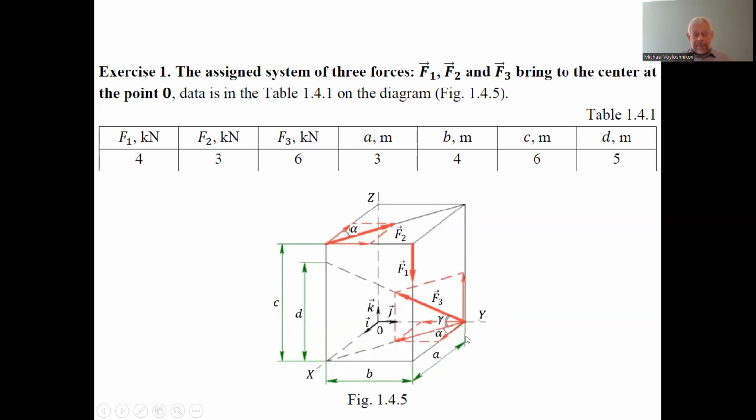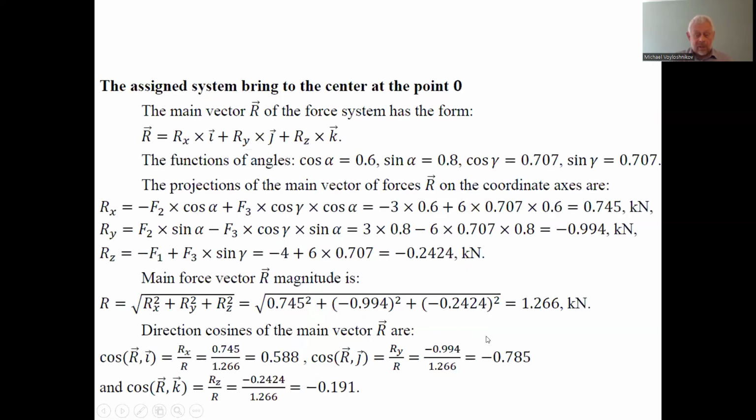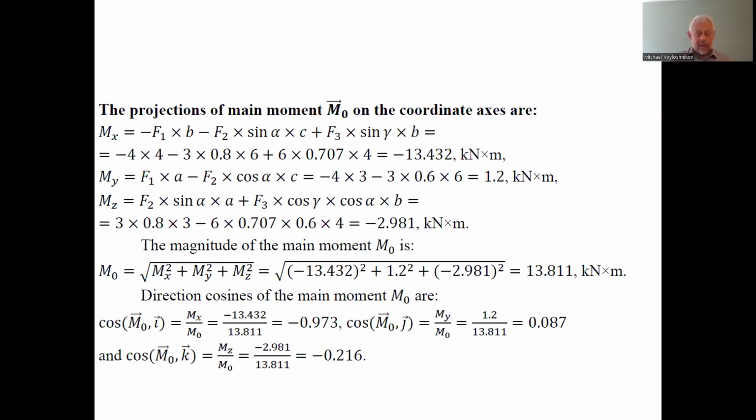So only this projection parallel to the x-axis from the force F3 gives us the component of the projection of the main moment on the z-axis. And we do that relative to the z-axis. After that, we find the magnitude of the main moment as the square root of the sum of three summands, each squared: Mx, My, and Mz.